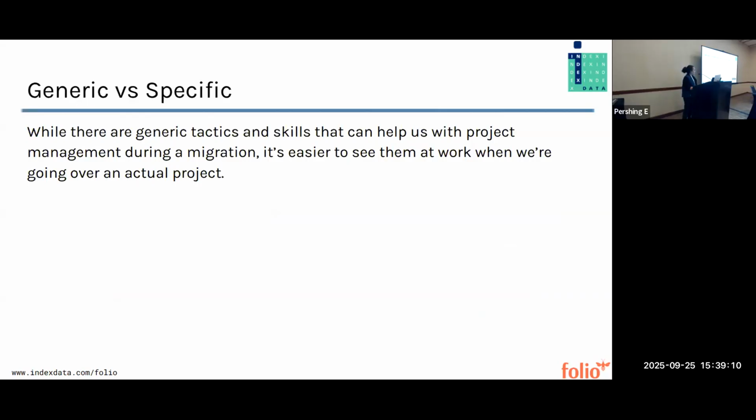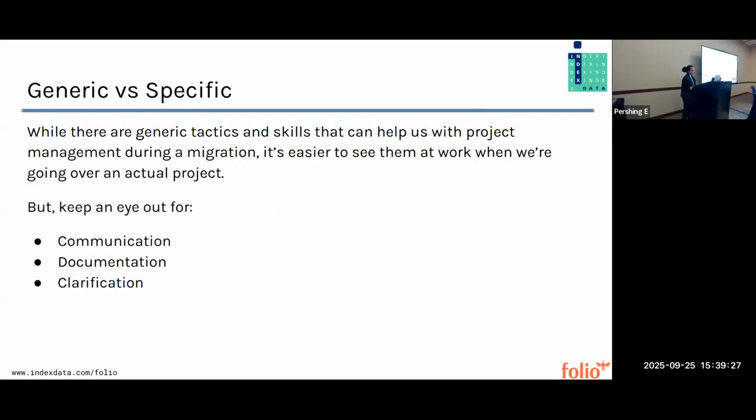And sometimes people will come up and ask me, what skills do I need in order to run a Folio migration? I gave this some thought, and in general, it's mostly listening. There are some general tactics and skills that help us with project management, but it's easier to see when you're actually on a project. But the ones that I really want you to keep an eye out for are communication, documentation, and clarification.